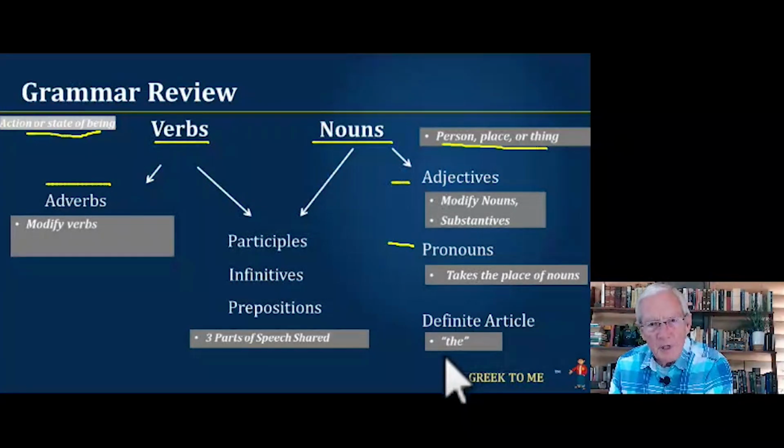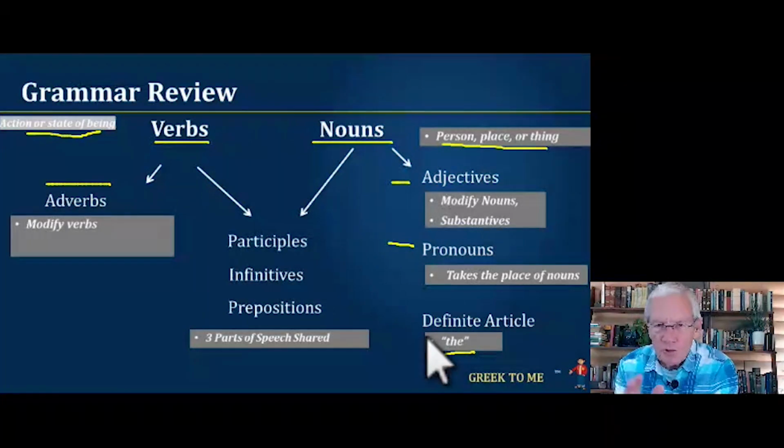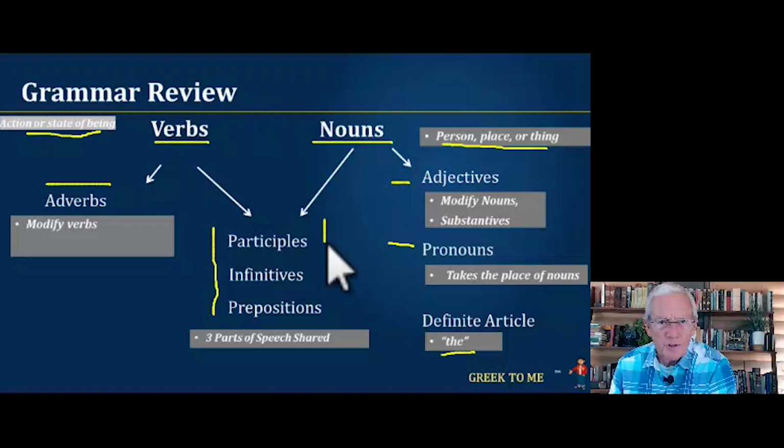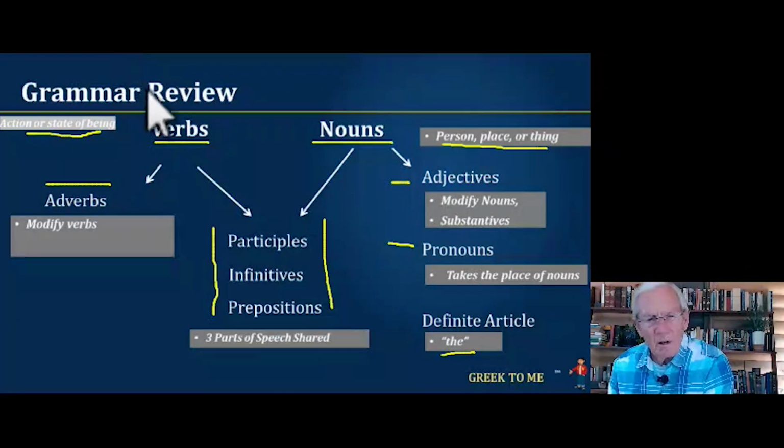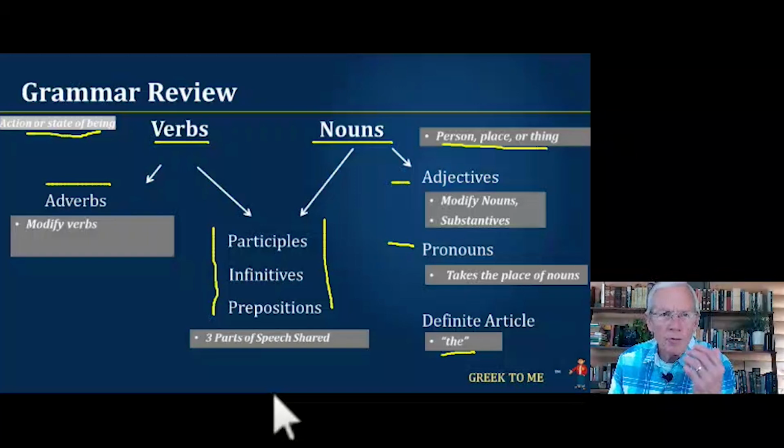And then we have the definite article, which is going to be so central for learning the whole of our noun system and adjective system. It's the word the. The horse, the boat. And over here in this middle portion, we have participles, infinitives, and prepositions. Now I put them here together because these share both the verb system and the noun system.